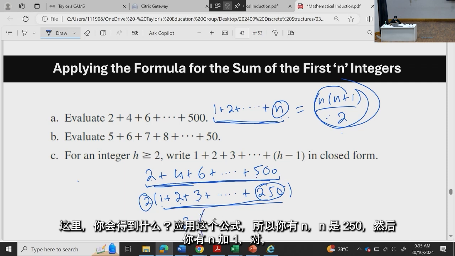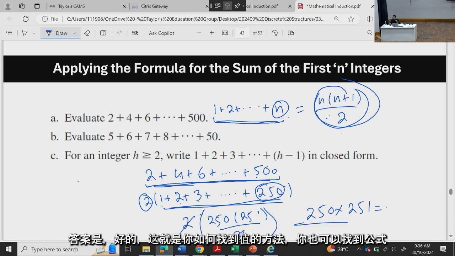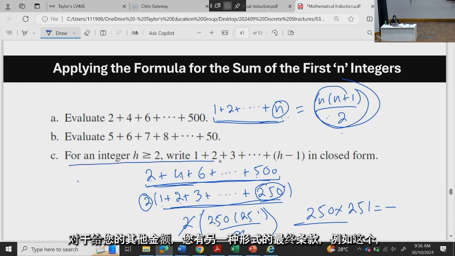What will you get? Apply this formula. So you have n is 250. Then you have n plus 1. And then you have 2. And this gets cancelled. So you are left with, so you can evaluate, you can find the answer for that. Okay. So this is how you can find the values, and also you can find out a formula for some other sum given to you where you have the final term in another form.